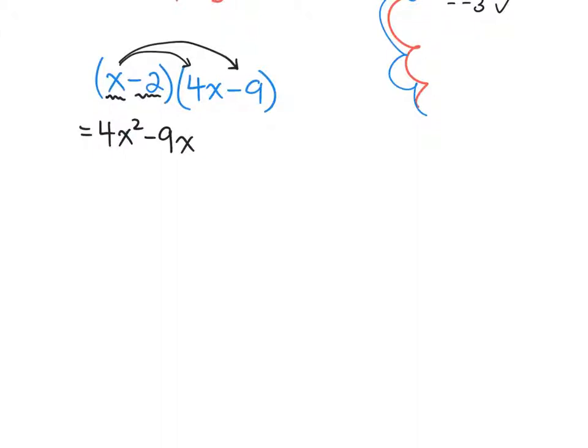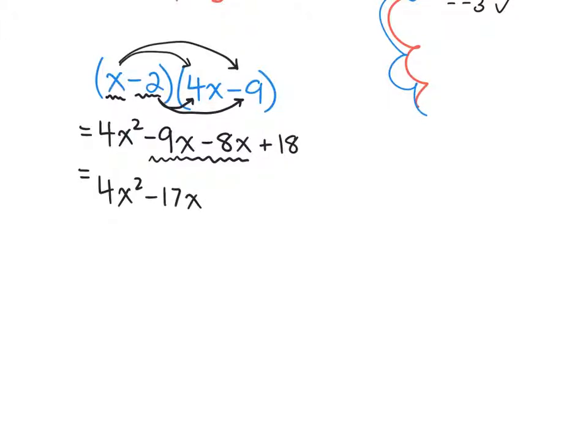Then you move on to the -2, and we're going to multiply that by everything in the second bracket. So -2 times 4x would be -8x. And -2 times -9 would be +18. And then you just collect your like terms. So your two middle guys. So we leave the 4x squared, and then -9x take away 8x would be -17x plus 18. And that's it. Final answer.